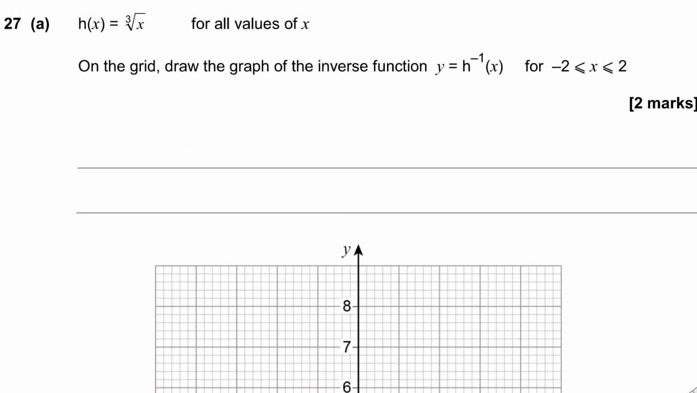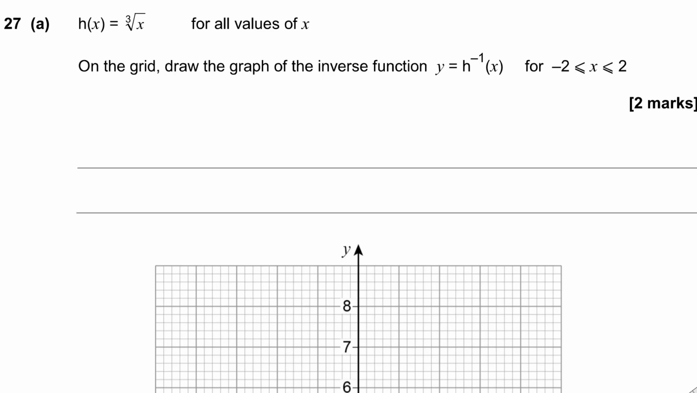Question 7, we've got a question on function notation here. We're told that h of x, the function h of x, is equal to the cube root of x for all values of x. On the grid, draw the graph of the inverse function h to the minus 1 of x for values of x between minus 2 and 2.